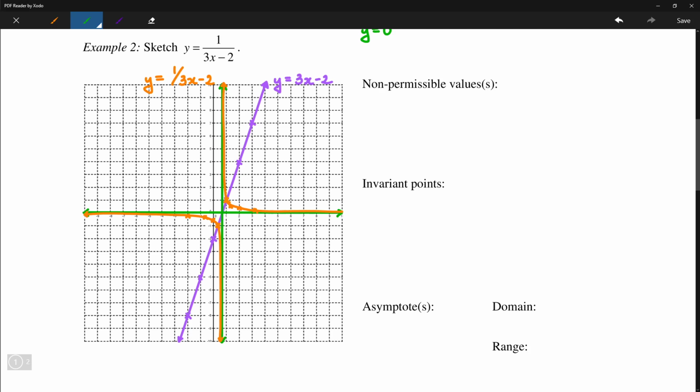So the non-permissible value, once again, happens when the denominator is equal to 0. So in this case, we have 3x minus 2 is equal to 0. So that would be 3x equals 2. So x cannot be equal to 2/3, which is what we have here for the asymptote.